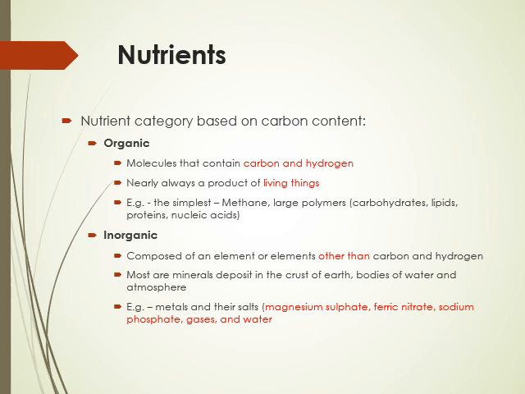Inorganic compounds are composed of an element or elements other than carbon and hydrogen. Most are minerals deposited in the crust of the earth, bodies of water, and atmosphere. So for examples, metals and their salts, for example, magnesium sulfate, that doesn't have carbon, right? Ferric nitrate, sodium phosphate, and gases, and water. Even the water, we have hydrogen, but it doesn't have carbon. So that's why it is under the inorganic compounds.